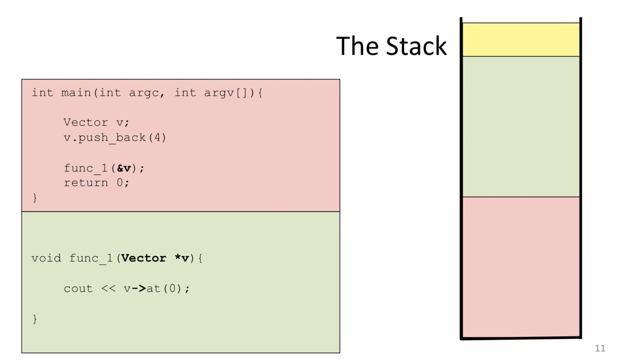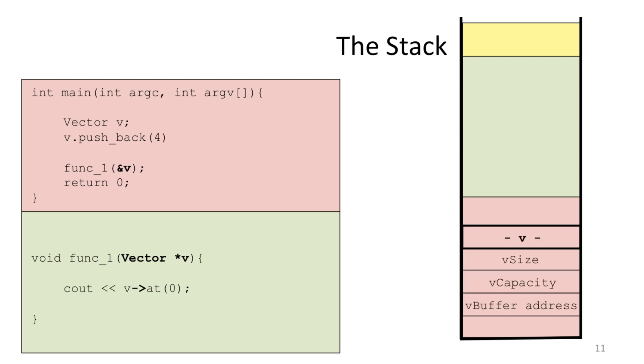A vector is still a local variable in main, so the vector will still appear in main's stack frame with v size, v capacity, and v buffer. The difference is that when function 1 gets called, it's not going to get a copy of this entire vector. It's not expecting to get a copy of this entire vector. It's only expecting to get an address. And so in the function1 stack frame, all we get here is an address, and it's the address of v, so it just points down to where v is in main's stack frame.